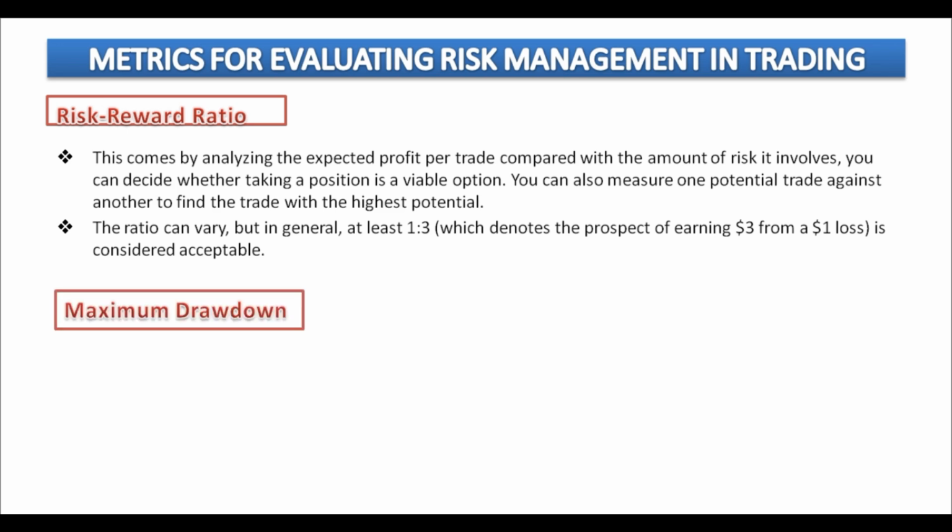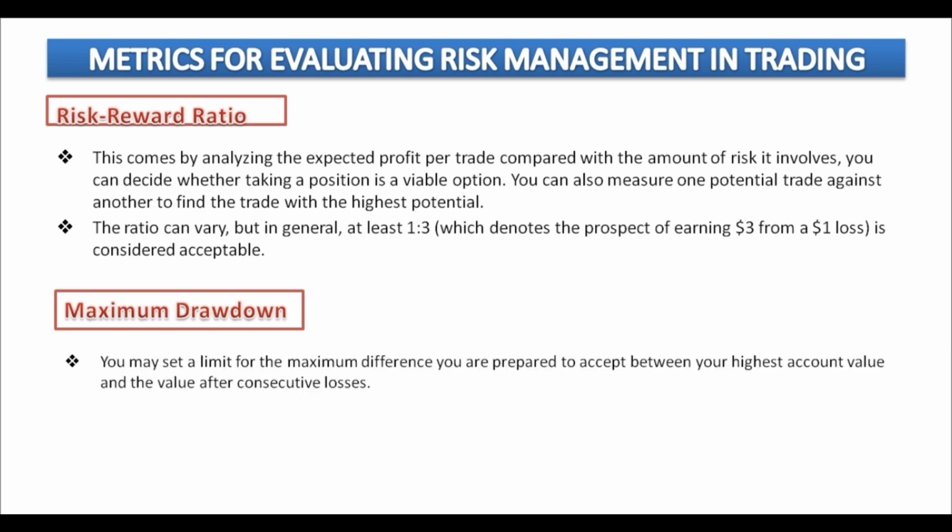The next metric for evaluating risk management in trading is maximum drawdown. This is very important. What does drawdown mean? Drawdown talks about your floating loss before you come into profit, or the losses you've had on your account before you bounce back. Let's say you have a $5,000 account initial deposit, but you've lost about $200. That $200 is your drawdown. Your drawdown can be on your capital, or it can be on your current position that you are in.